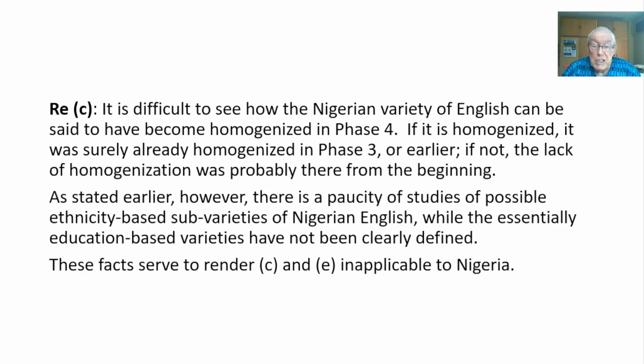With regard to C, the question of homogenization, it is difficult to see how the Nigerian variety of English can be said to have become homogenized in phase four. If it is homogenized, it was surely already homogenized in phase three or earlier. If not, the lack of homogenization was probably there from the beginning.